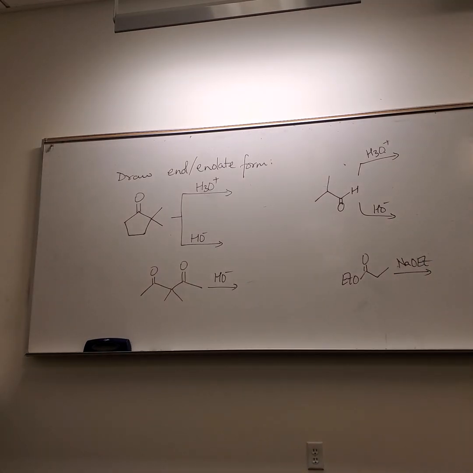So in an acidic environment, you will have the enol form present. In the basic environment, there will be enolate. So what we are asking here is for you to draw the enol form or the enolate form, whichever would exist given the condition. Please feel free to draw those out.